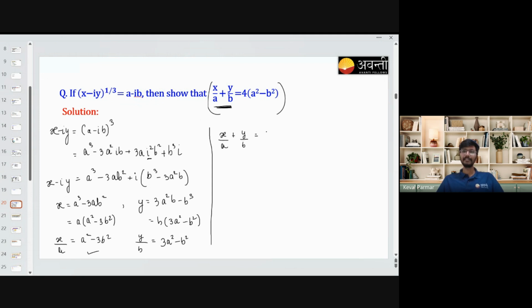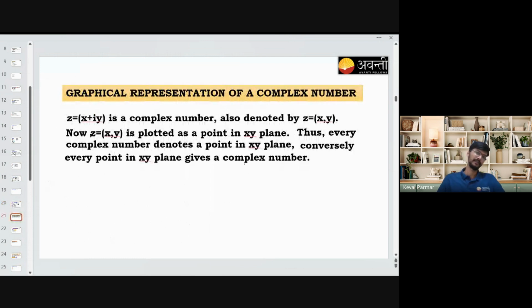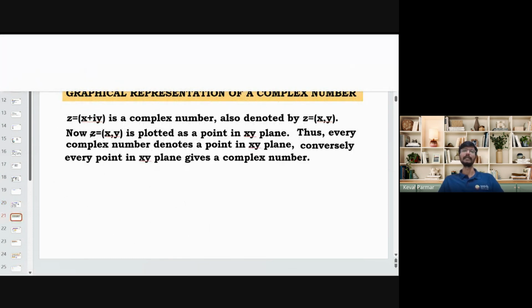So if we add, we'll get 4a square minus 4b square, which we can take 4 common: a square minus b square, which is what was required, and hence proved. So let's see the next sum, or you can say next topic.